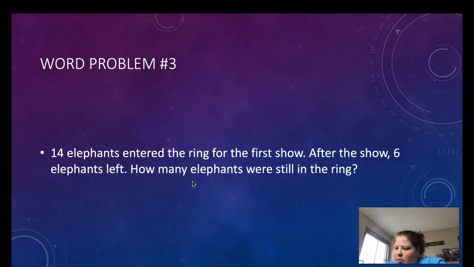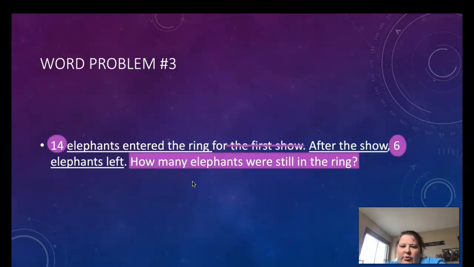And our last problem. 14 elephants entered the ring for the first show. After the show, 6 elephants left. How many elephants were still in the ring? So look at our CUBE strategy. Remember, we're going to circle our numbers. So we got 14 elephants and 6 elephants.